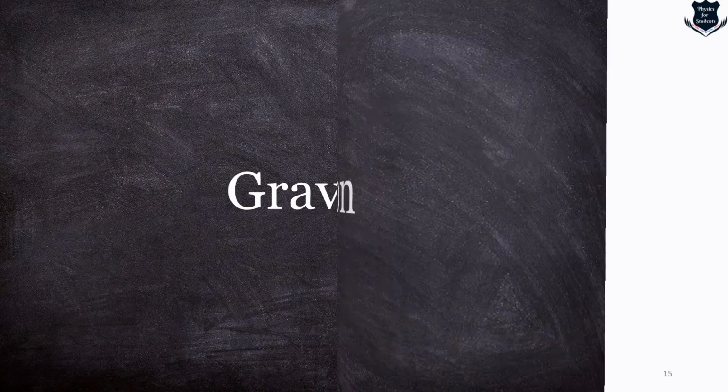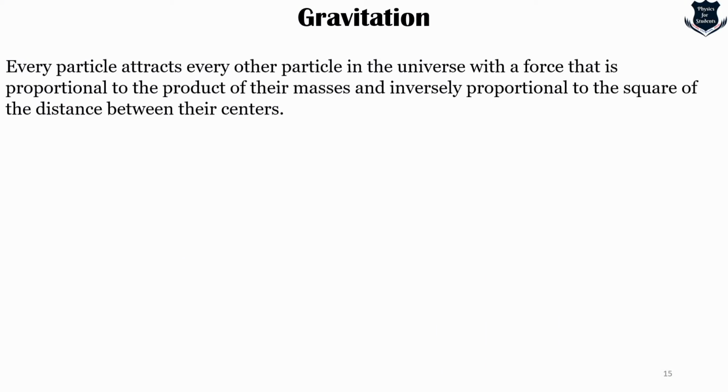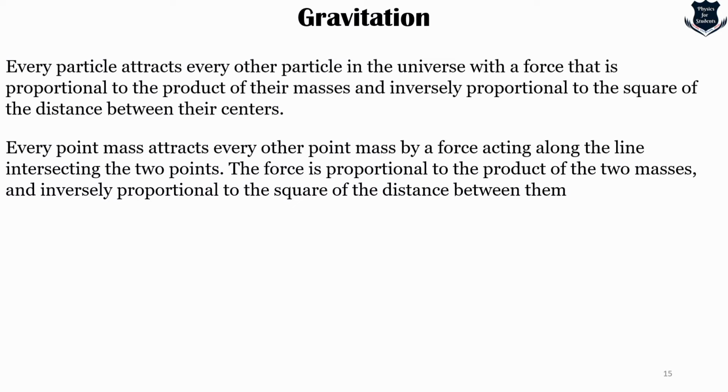So from Newton's laws of motion, we now move on to the second part, what is called gravitation. Right. So we again stick to the laws of Newton, that every particle attracts every other particle with a force that is proportional to the product of the masses. We all know every point mass attracts every other point mass by a force acting along the line intersecting the 2 points, and we know that it can be expressed in this kind of formula.